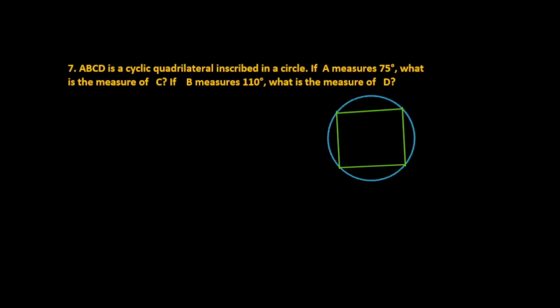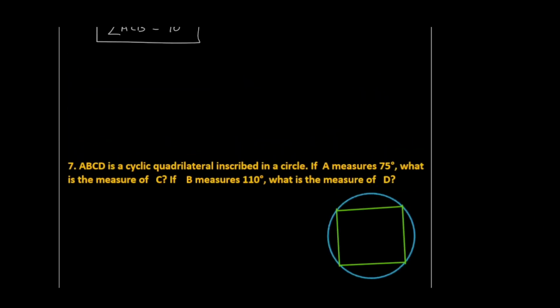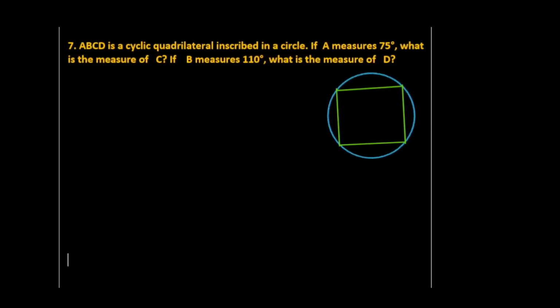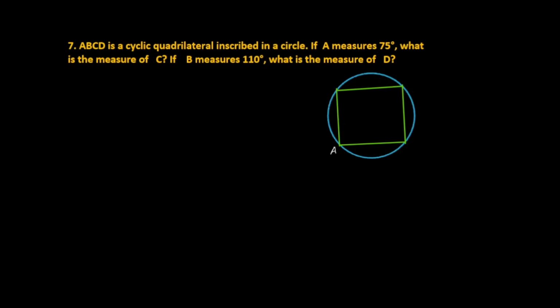Next question, 7th question. ABCD is a cyclic quadrilateral. You can see a quadrilateral inscribed in a circle, with all four vertices on the circle, and that is called a cyclic quadrilateral, say ABCD. If the measure of angle A is 75 degrees, what is the measure of angle C? So this one we need to find the measure of angle C. If the measure of angle B is 110 degrees, then what is the measure of angle D?